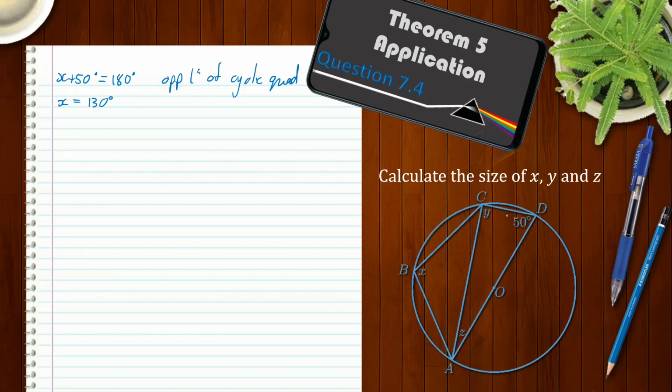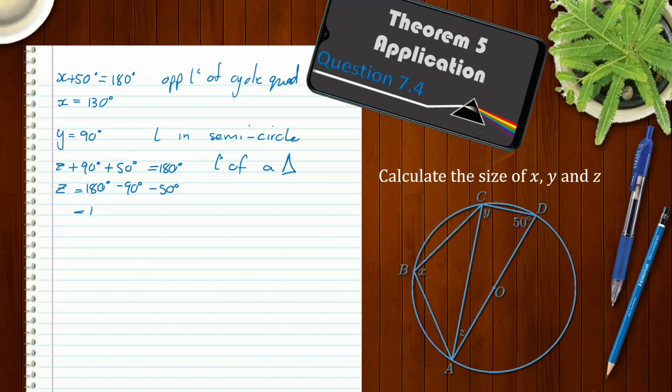Okay, now for y, we can see that this is the center of the circle, and this subtends the angle y, which means y is 90 degrees. Y is 90 degrees, angle in semicircle. Next we've got z. Now z is just the third angle of a triangle, so you can use angles of a triangle. So z plus 90 degrees plus 50 degrees is equal to 180 degrees, angles of a triangle, and solving for z, z is 180 degrees minus 90 minus 50, which gives us 40 degrees.